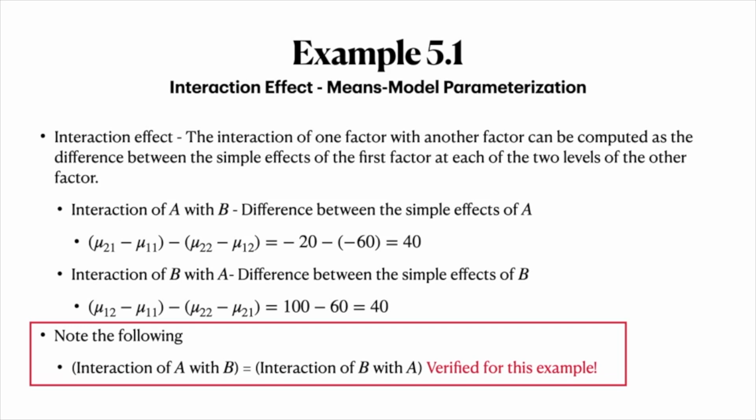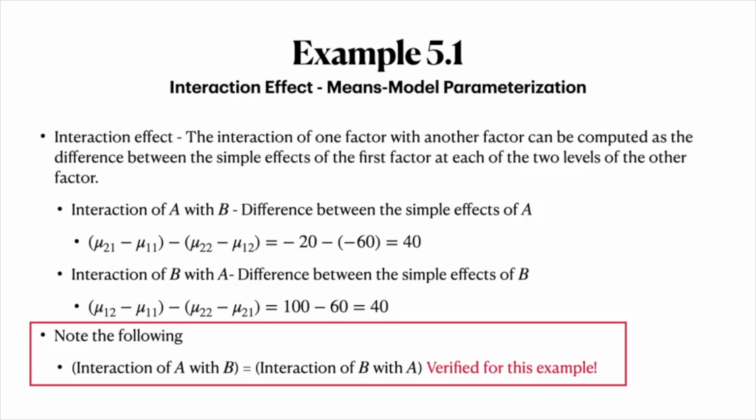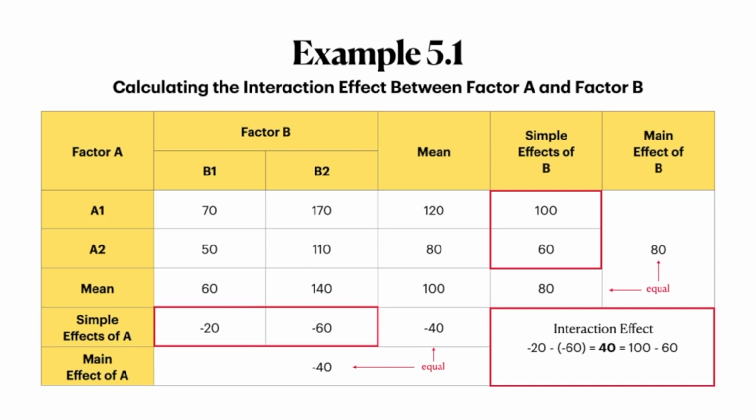So we verified this statement numerically in this example. And so we can see here that there's a common interaction effect between A and B. It doesn't matter whether we look at it as the interaction of A with B or the interaction of B with A, it's the same interaction, has the same value. The value is 40, all right? And that can be calculated either as the difference of the simple effects of A, negative 20 minus a negative 60, or as the difference between the simple effects of B, 100 minus 60.